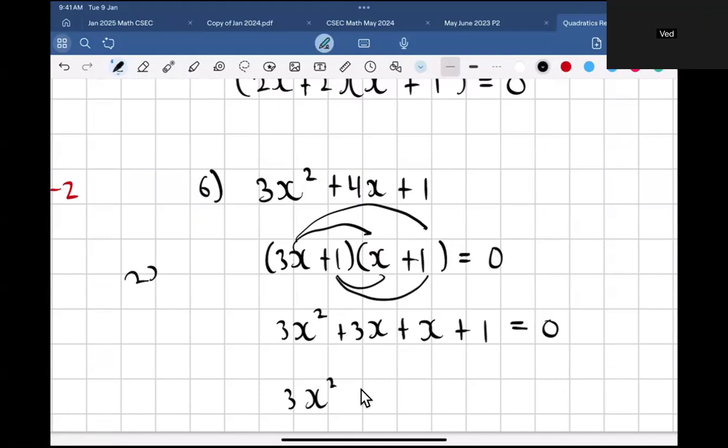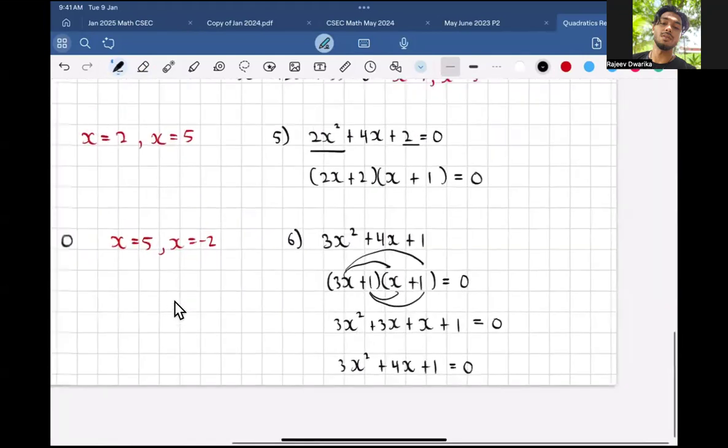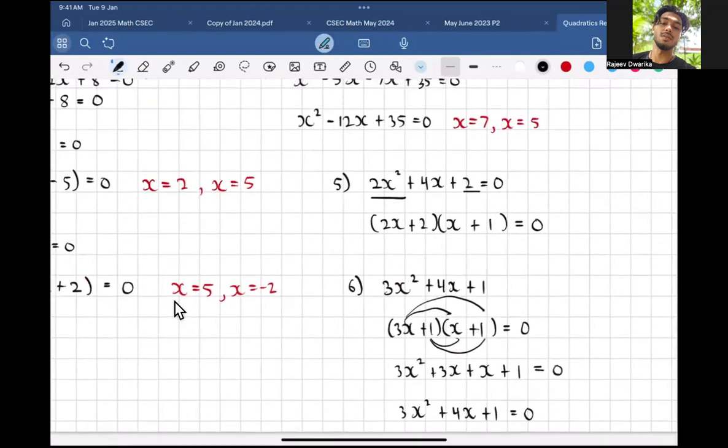So what would be 2x plus x? 3x. What would be 5x minus x? 4x. Yes. So you have it on lock. So we have 3x squared plus 4x plus 1 equal to 0. Nice. So we are correct.